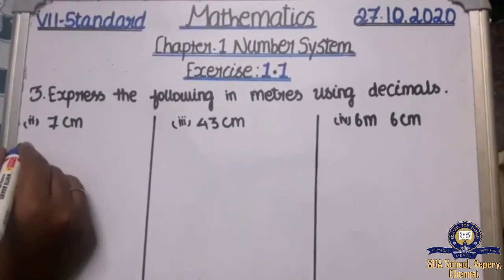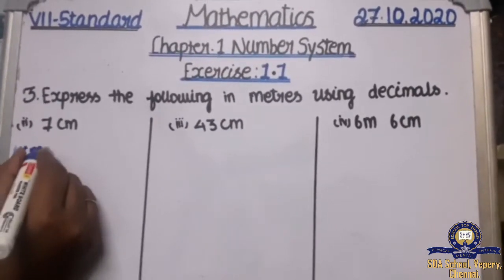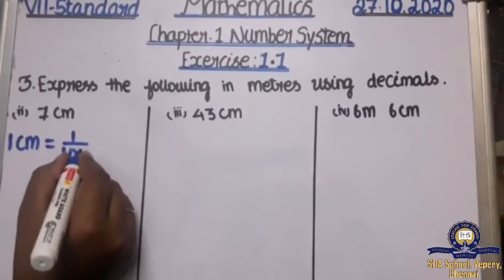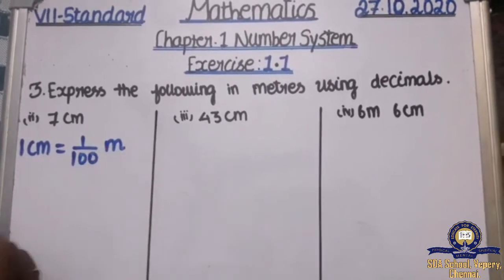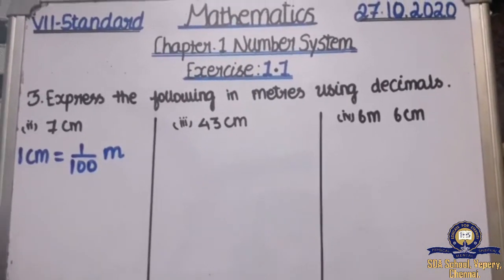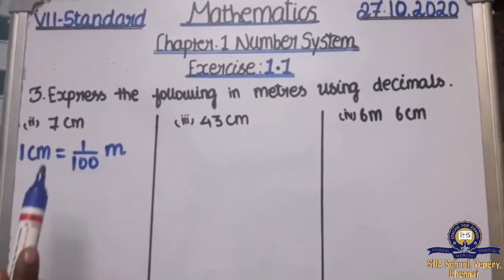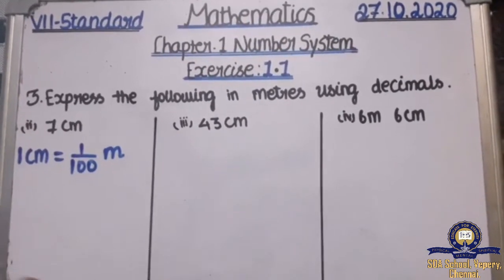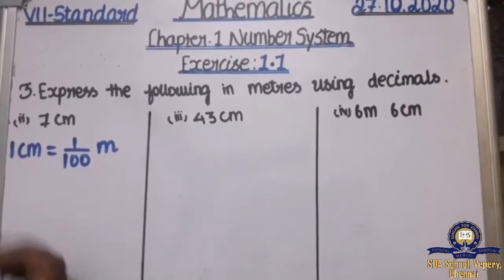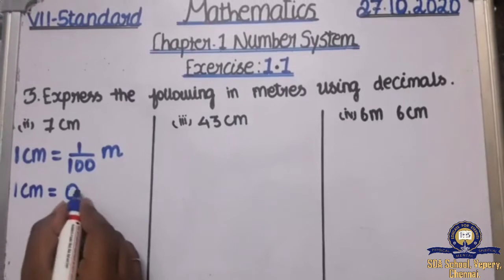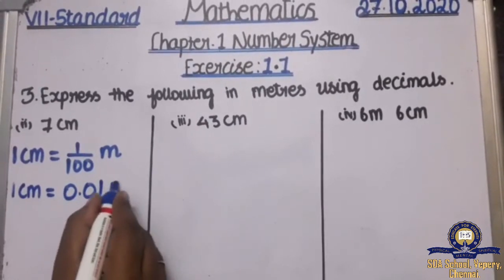So what's the formula? 1 centimeter is equal to 1 by 100 meter. This is the formula while converting centimeter to meter. 1 centimeter is equal to 1 by 100 meter. We need to denote it using the decimals. So we can write it as 1 centimeter is equal to 0.01 meter.